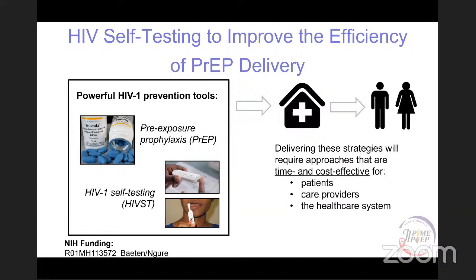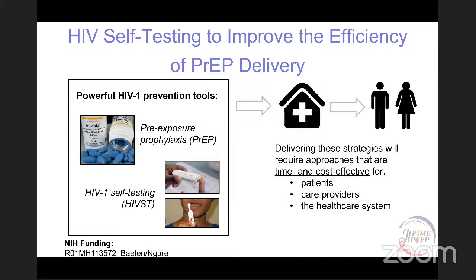But we do not know whether this worked. So what we did is we ran a large trial where we randomized people to either come every 3 months, which is the current standard, or come every 6 months but in between test themselves with the HIV self-test kits. We have not seen any difference so far, although we are now analyzing the data.